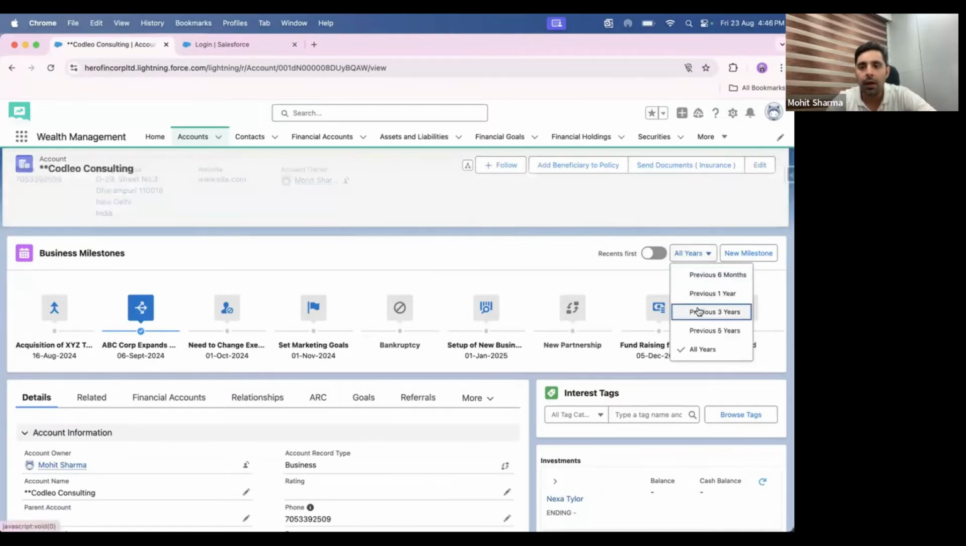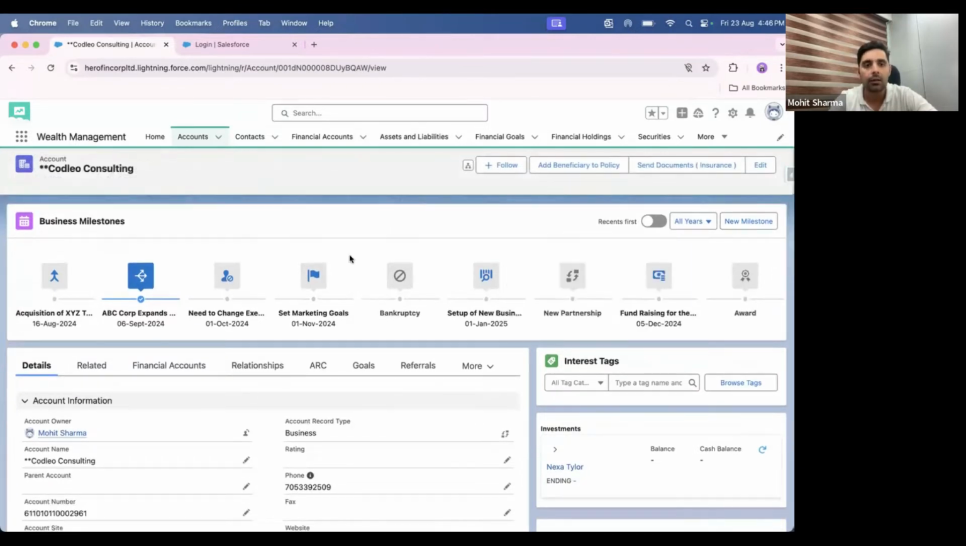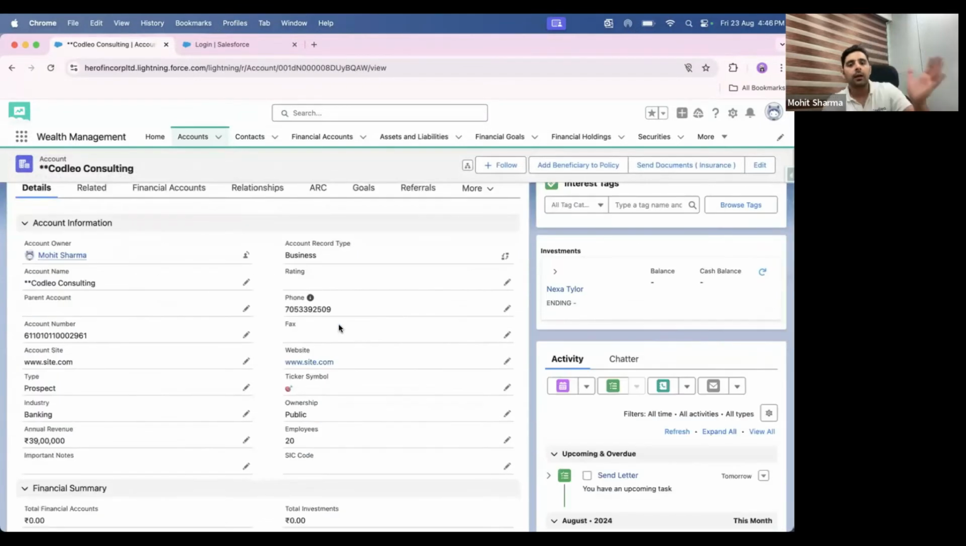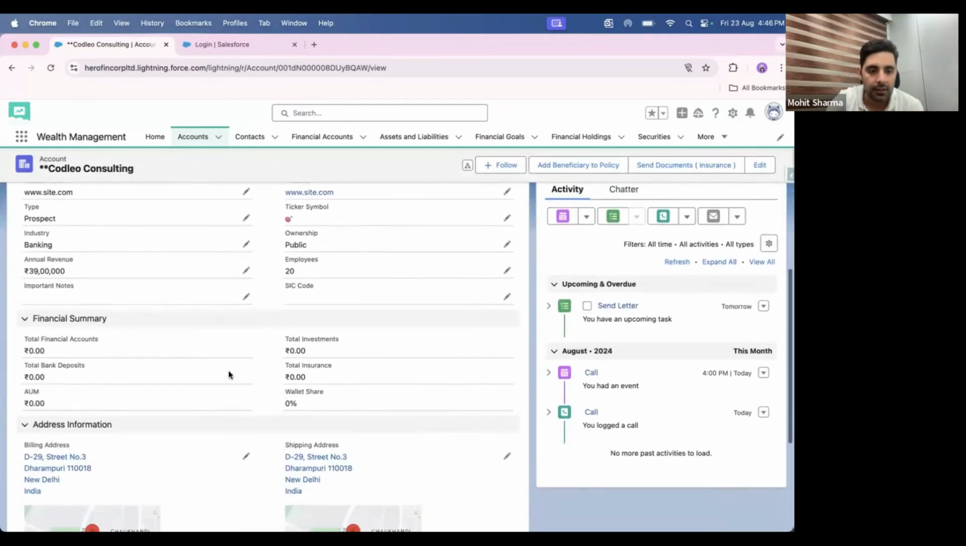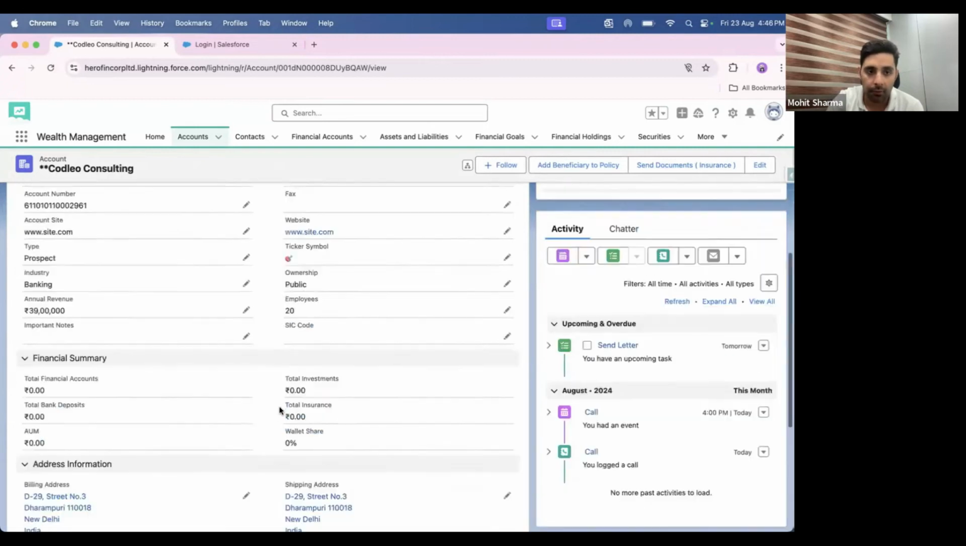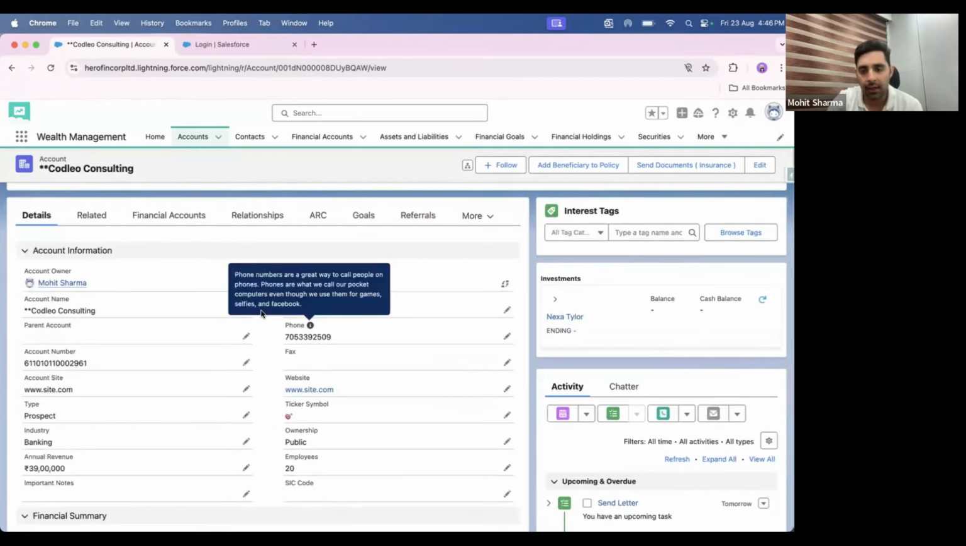Again, we can also filter based on the months, based on the years, 1 year, 3 years, 5 years as well. And this is how a 360-degree view of your account would be available. On the left-hand side, you would see a 360-degree view of their details, like their financial services, their address information, the system information, the account information as well. And this is all configurable.